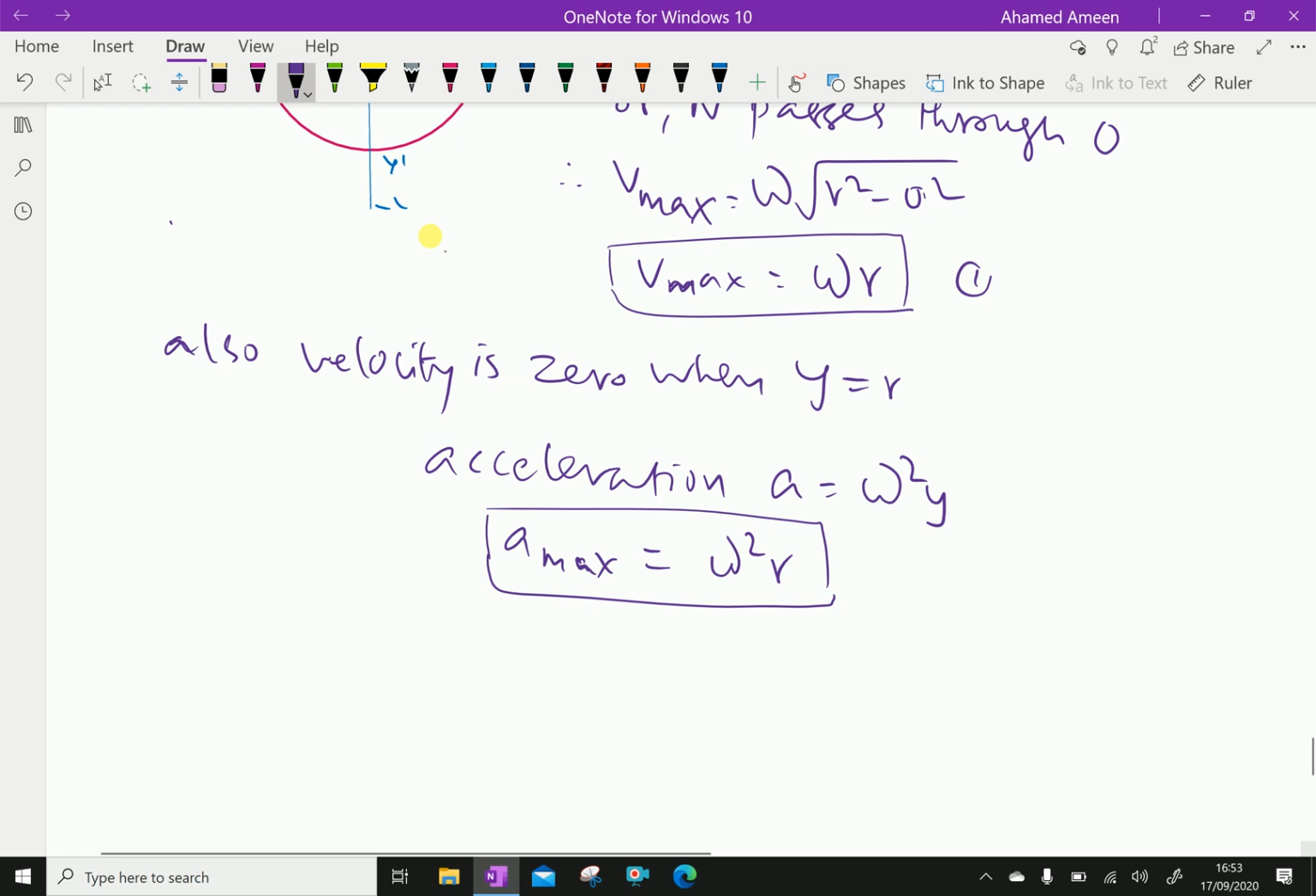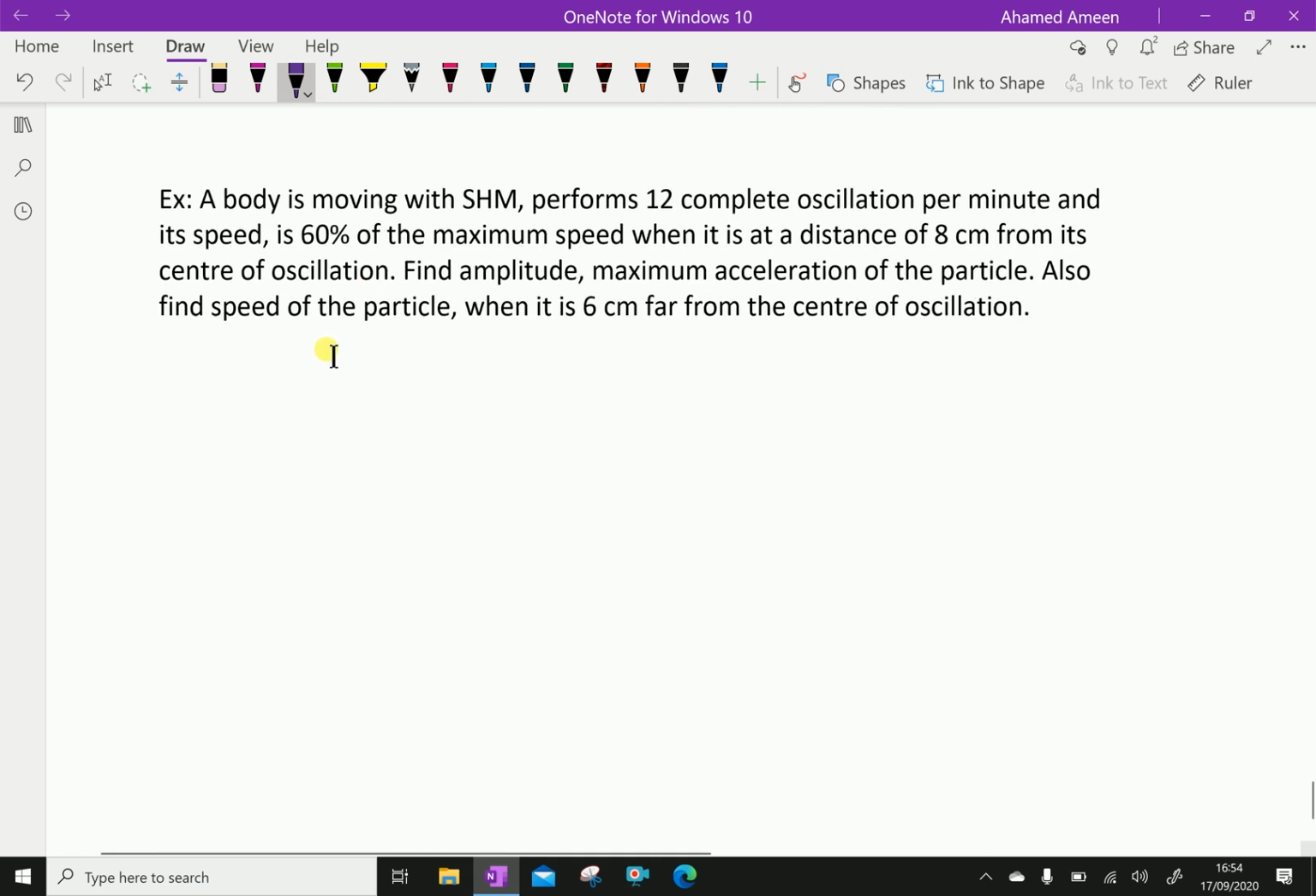Now let us do an example so we can understand this concept clearly. A body is moving with SHM, performs 12 complete oscillations per minute, and its speed is 60% of the maximum speed when it is at a distance of 8 cm from its center of oscillation. Find the amplitude and maximum acceleration of the particle. Also find the speed of the particle when it is 6 cm far from the center of oscillation.